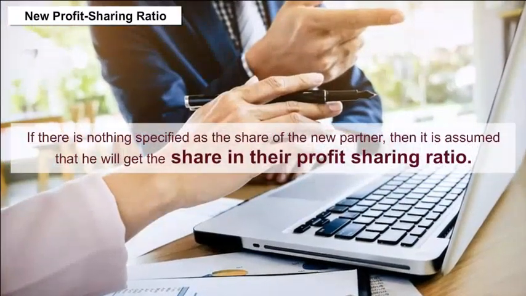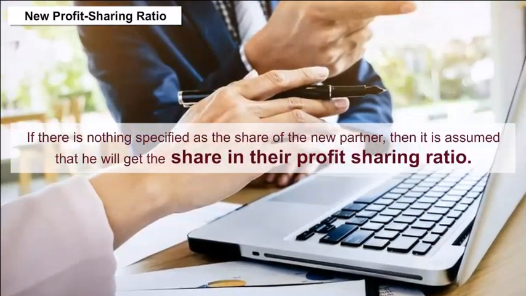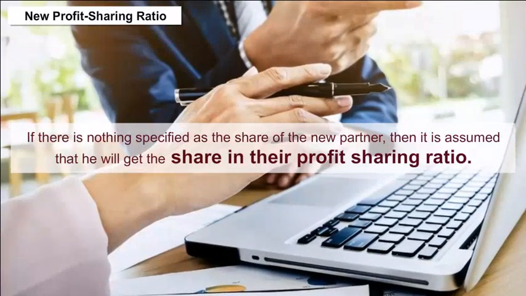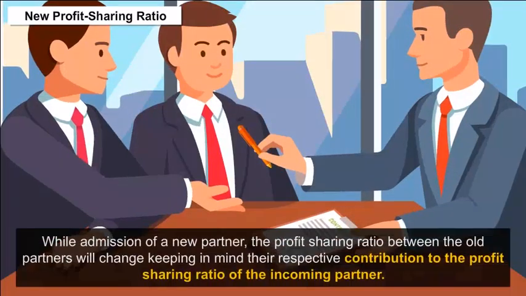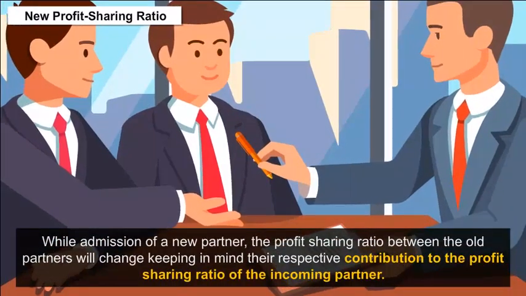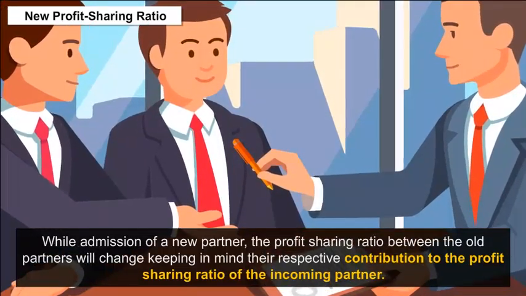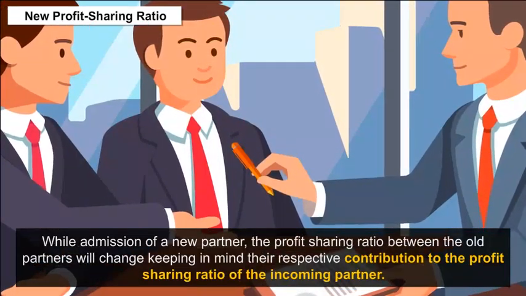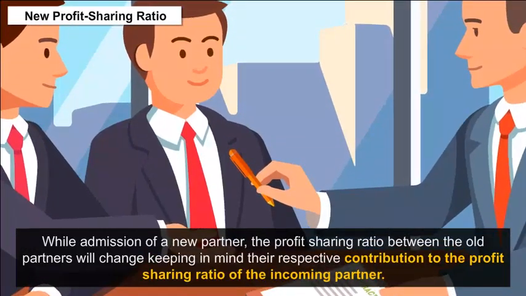If there is nothing specified as the share of the new partner, then it is assumed that he will get the share in their profit sharing ratio. While admitting a new partner, the profit sharing ratio between the old partners will change, keeping in mind their respective contribution to the profit sharing ratio of the incoming partner.